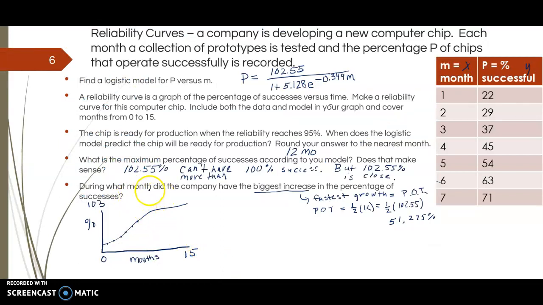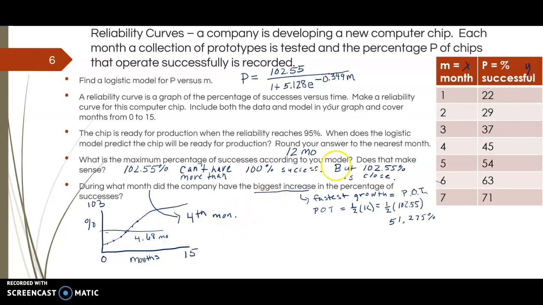So during what month? So during the 4th month, because we had this right in here, 4.679.